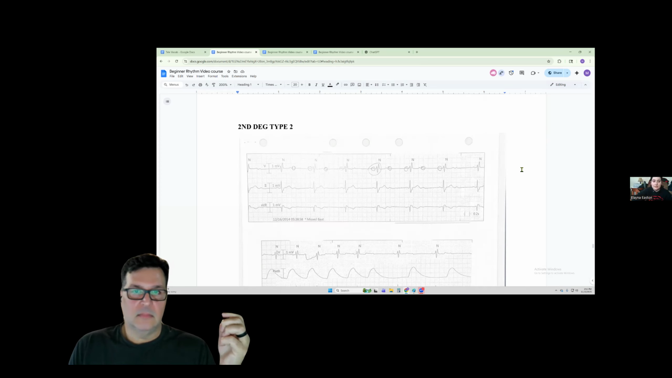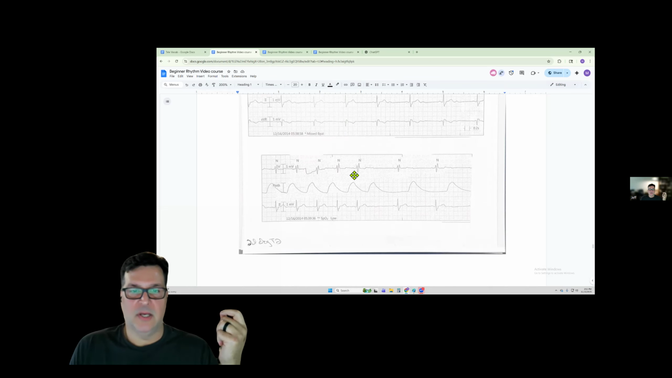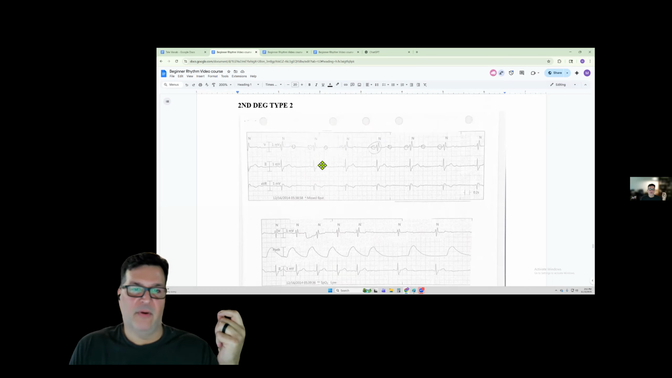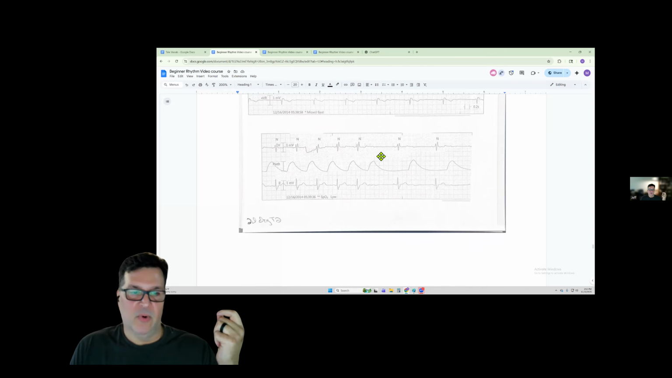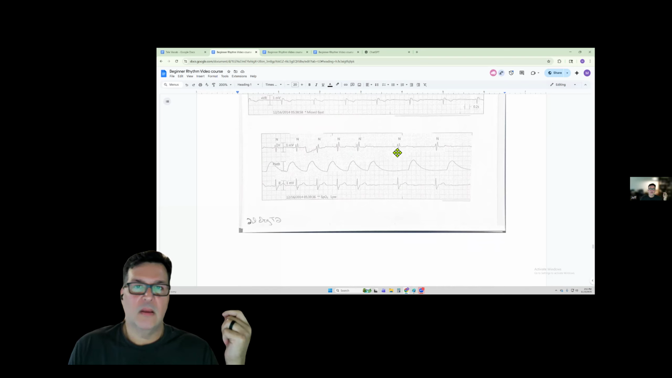That makes sense. Okay. So secondary type 2, the PR interval stays consistent. And I'm actually going to drop down to the lower section, because up here it's a 2-to-1 pattern. Every other beat's being blocked. But down here is a little more obvious. So looking at your QRS, looking at your PR interval, comparing your last conducted to your next conducted, this PR interval doesn't change.